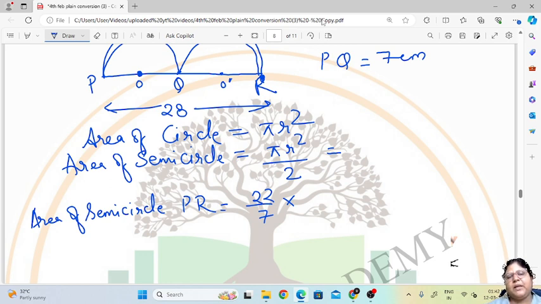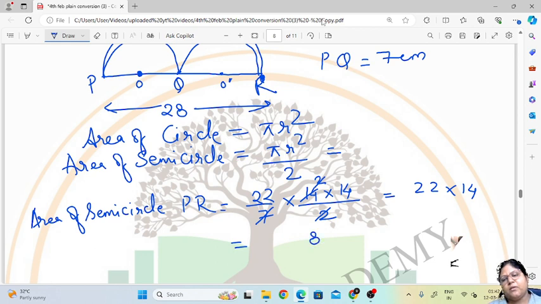R is what for PR? It is 14. Remember, you don't get confused. It is 14, 14, and then also divide by 2. So you just cancel 7 times 2, 2. So what remains is 22 into 14. So how much is it? 22 into 14. 4 2s are 8. 4 2s are 8. 1 2 is 2. 0, 2 1s are 2, 3. 308. Because it is area, it is going to be centimeter square.